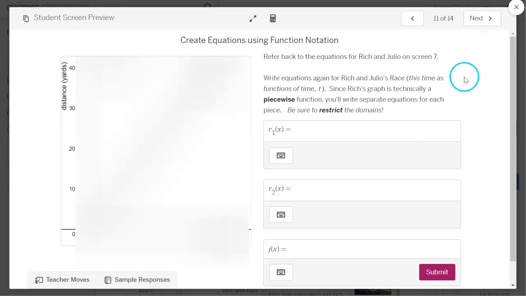And then they're going to write piecewise functions for Rich and Julio. If you remember, one of the guys stood back and waited, so he's going to have basically a piecewise graph, and so they'll write equations for those 2 pieces and then one for the other, and they will restrict their domains. Now, I did give them a graphing calculator. It will not graph over the graph that's here, but they are able to check their answers if they want to recreate it in Desmos. Please read the teacher moves and sample responses if you're unsure about how to write these. Any equation that is equivalent should be accepted at this point.